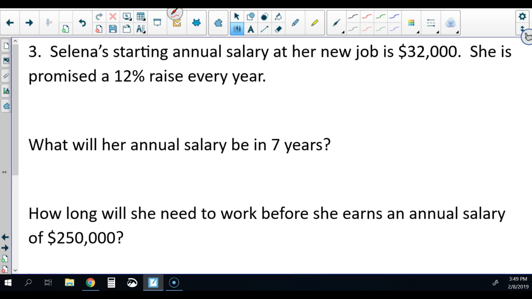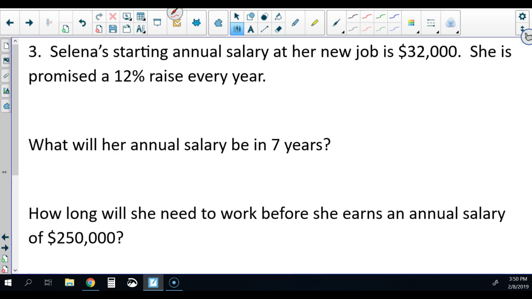We've already seen this one as a warm-up, but we'll look at it in a little more depth here. Selena's starting annual salary at her new job is $32,000. She's promised a 12% raise every year. Then we have two questions. What will her annual salary be in 7 years? And how long will she need to work before she earns an annual salary of $250,000?